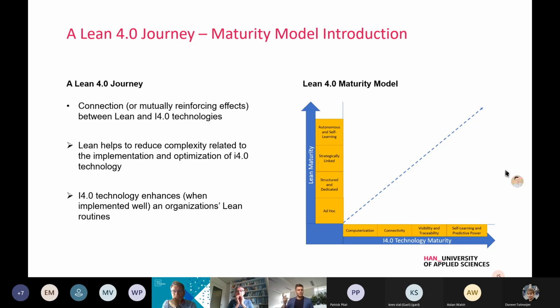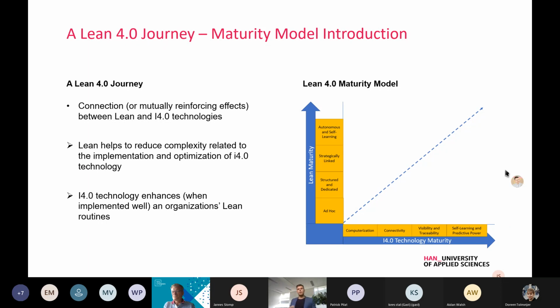But the other way around, scholars also suggest that a certain level of leanness is necessary to identify and specify where and what Industry 4.0 technology might be helpful to implement. An example of that is that Industry 4.0 technologies are costly. And scholars state that if you have a high level of lean maturity, you're able to identify where and what technology might be useful to implement, and that could help you to reduce your waste, for example. There's a discussion about the connection or mutually reinforcing effects between lean and Industry 4.0.